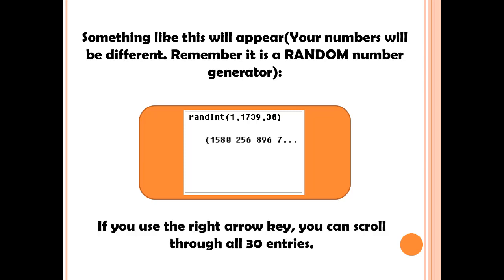So that means that if you press the right arrow key, you can scroll through all the values and see them all. Because it can't list them all on the screen, that allows you to see them all in your list.